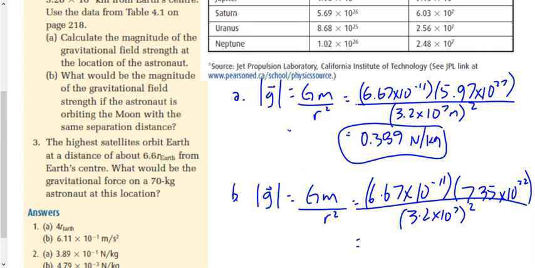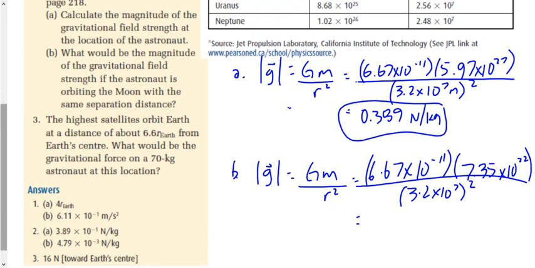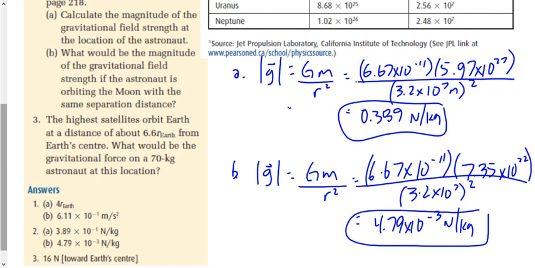The moon's smaller. The moon doesn't deform or dent the fabric of space-time as much as the Earth does, so therefore the field strength would be weaker. We end up getting 4.79 times 10 to the minus 3. And again, we'll say newtons per kilogram, or we could say meters per second squared. Is that okay? You guys comfortable with that? Good.